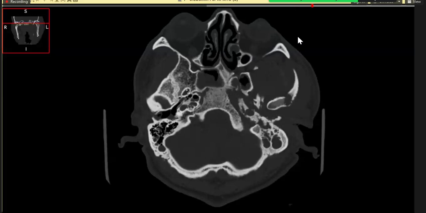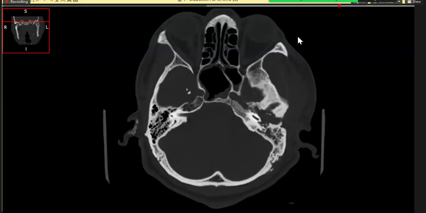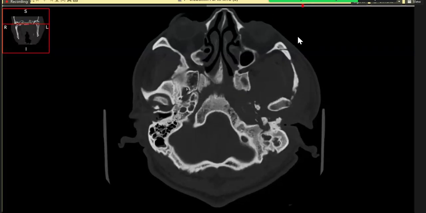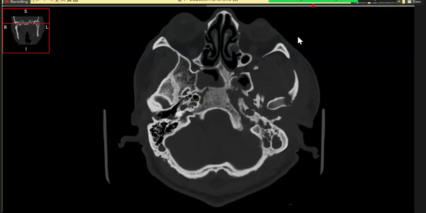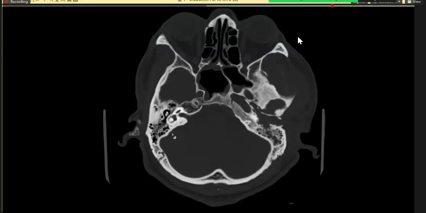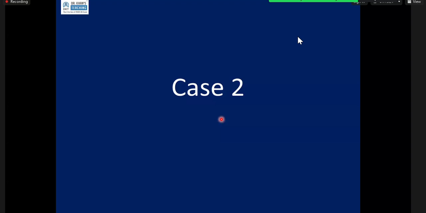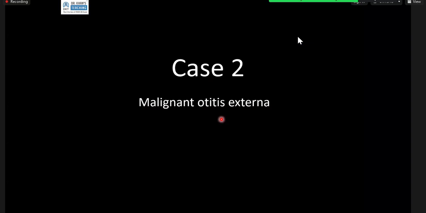So trying to list my differential. Because the patient is diabetic, this could be a fulminant otitis externa or a malignant otitis externa that is forming all this abscess and soft tissue destruction and extending into the ear. Another differential would be a malignant process, but with the history of diabetes. So this is malignant otitis externa.